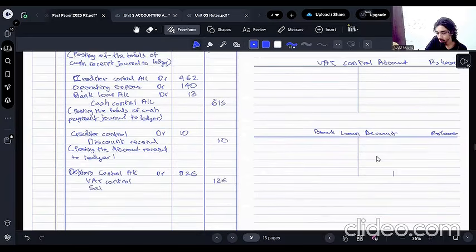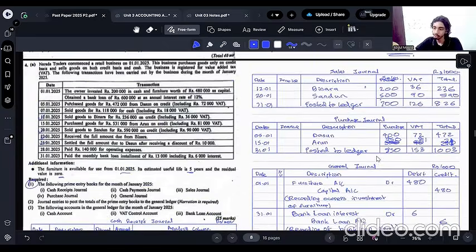Sales will be credited by 700. You can say here recording, or you can say posting, posting the totals of sales journal to ledger. Okay, and then next, the purchase journal.